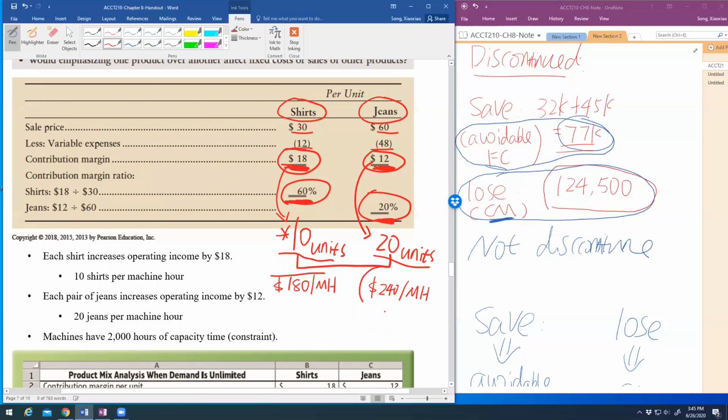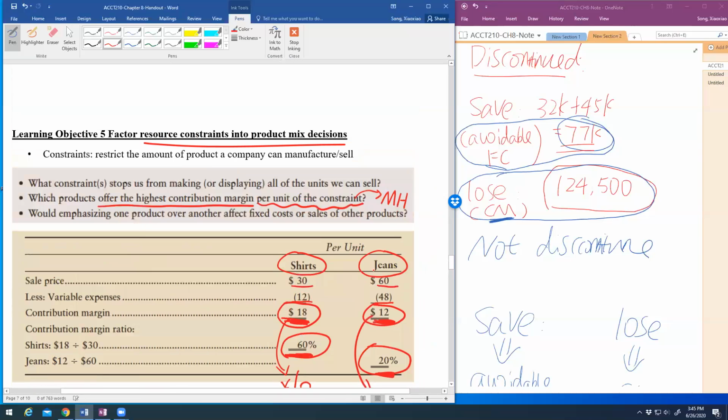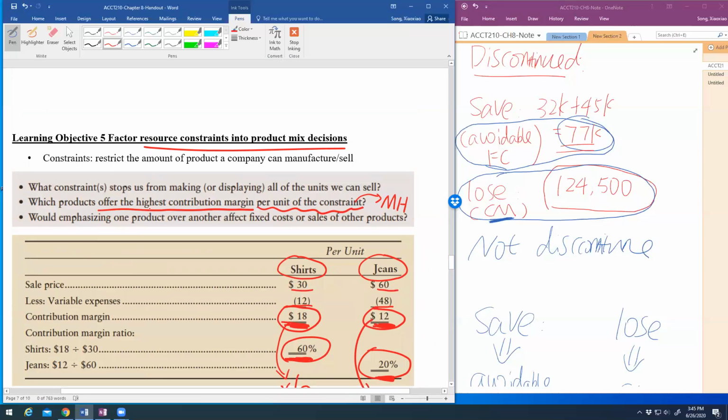So in this situation, we should focus on the jeans. Okay, that's it. We should focus on the one that gives us the higher contribution margin per unit of the constraint.